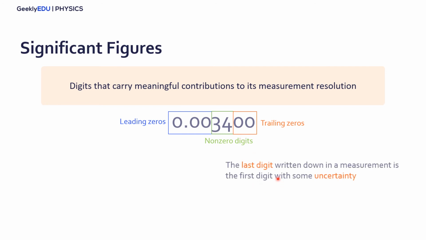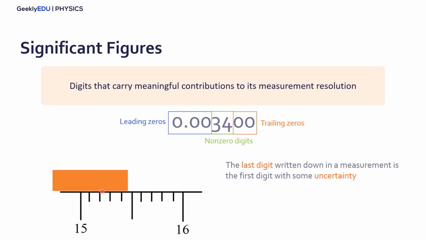The last digit, okay, written down in the measurement, is the first digit with some uncertainty. So what does it mean? Let's take an example of a ruler. We have an object and the measurement is like this, okay? You took the measurement and it looks like this. So if you see the scale of this ruler here, we could certainly say that this object is at least 15.4 centimeters, okay? Let's imagine it's centimeters here, right?